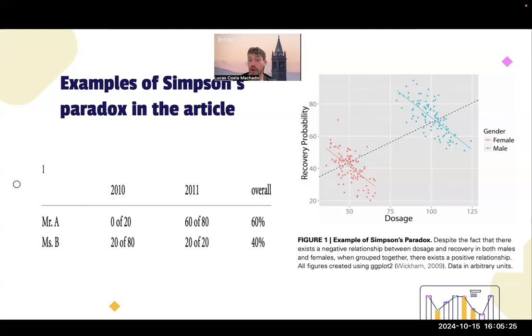And on the right, we have a more interesting example, in my opinion, in which we can see how the recovery probability changes with the dosage of a medicine. With the aggregated data, we would conclude that the higher the dosage, the higher the recovery probability. But if we segment these observations by gender, male and female, we see that for each of those categories, the effect is the inverse. The higher the dosage, the smaller the recovery probability. So this is a very good example of Simpson's paradox that was approached in the article.